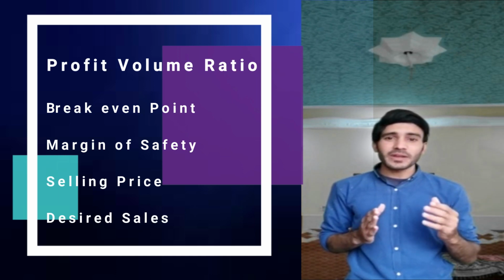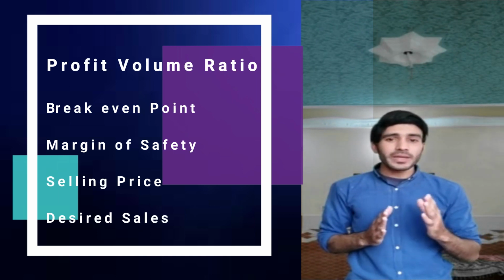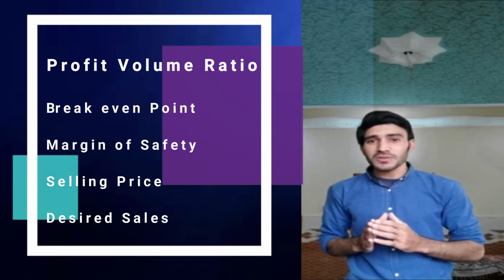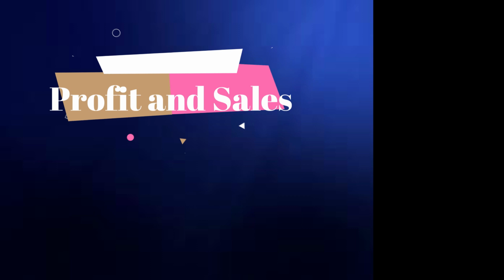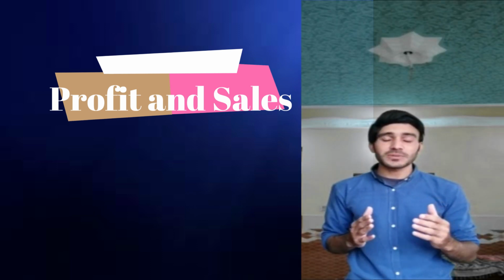Guys, as we know, profit volume ratio is the key component of costing and managerial accounting, because more than 50% of our costing totally depends on profit volume ratio, because on the basis of this ratio we can calculate a lot of very vital values and ratios. So let's know how we can calculate profit volume ratio. Profit volume ratio shows the relationship between profit and sales. In other words, profit volume ratio tells us how much profit we have earned against $1 of sales.